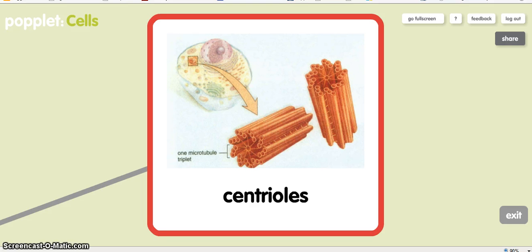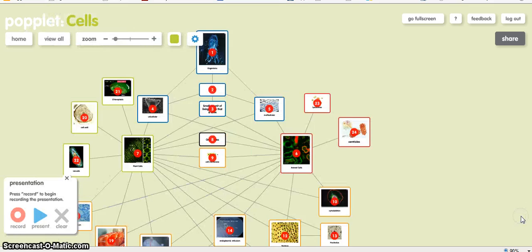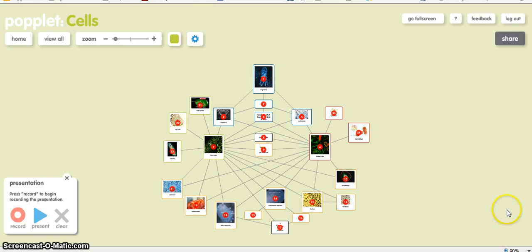Cells are fabulous living components of all organisms that work hard to keep us healthy and alive.